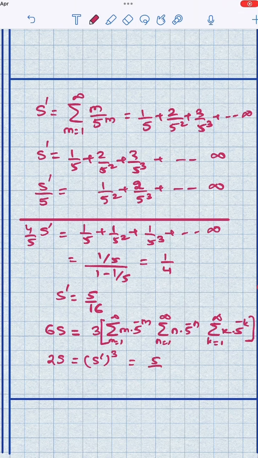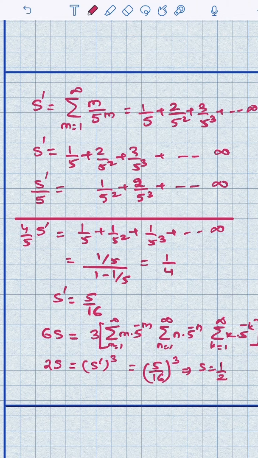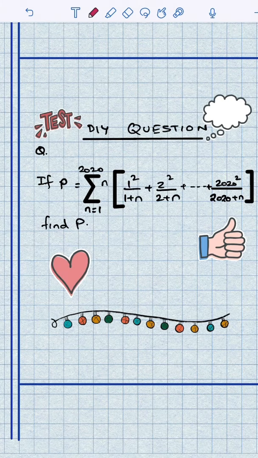You can just plug in the value. So (5 by 16) cube, S is equal to 1 by 2 times (5 by 16) whole cube. That is the final answer. In this question we have seen how to take help of cyclic terms.